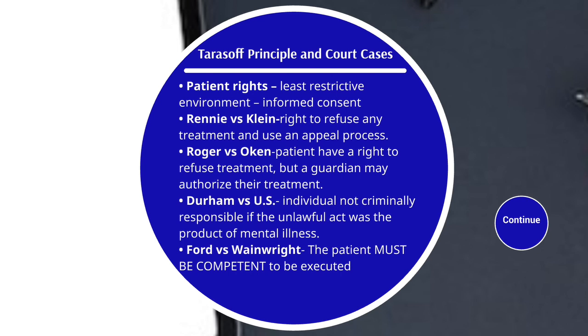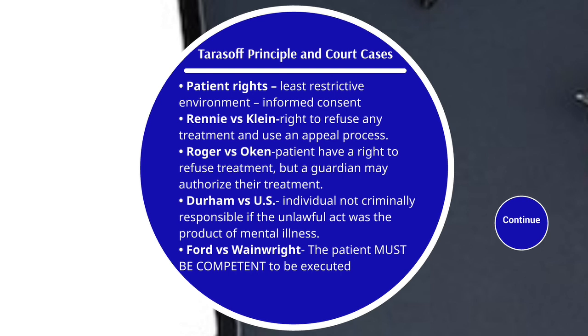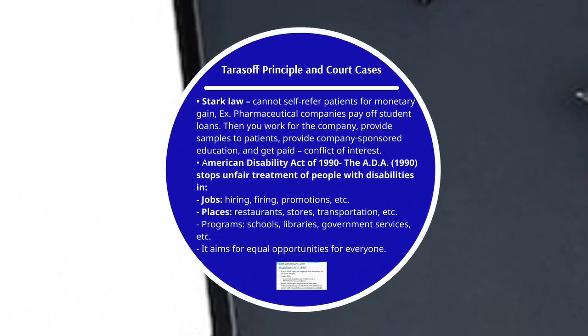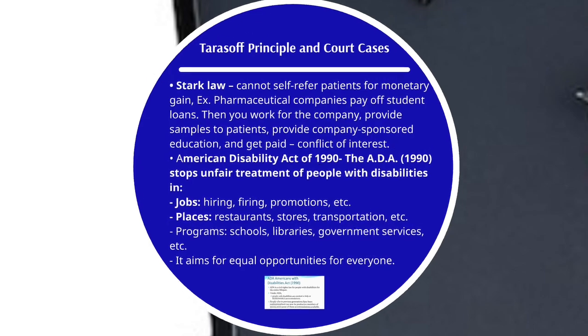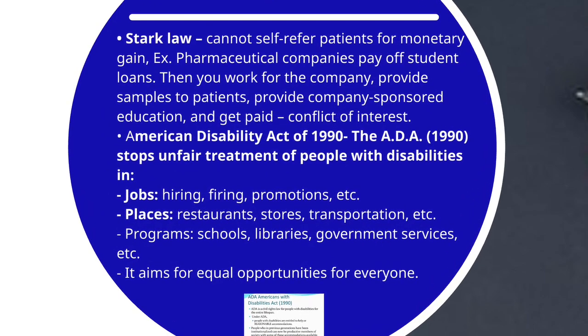How about Ford? So the Ford case says the patient must be competent to be executed. Okay, again, it can be one of those cases. The patient is highly schizophrenic with psychosis. Can they be prosecuted or not? We're not getting into this detail, but the Ford case says the patient must be competent to be executed, killed, or whatever you have. It must be competent. How about the Stark Law?